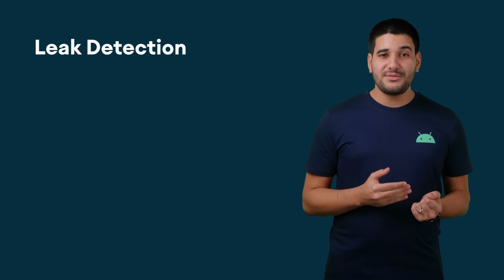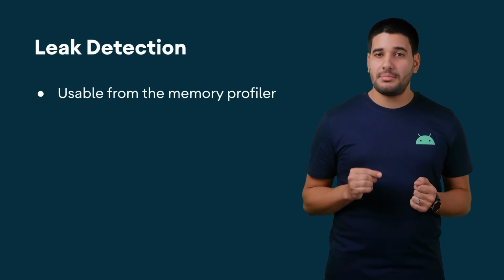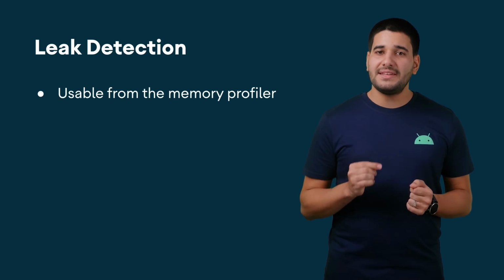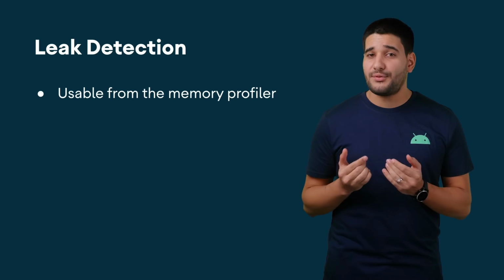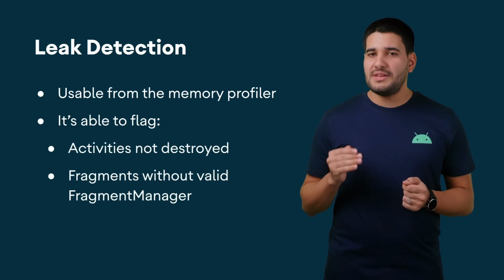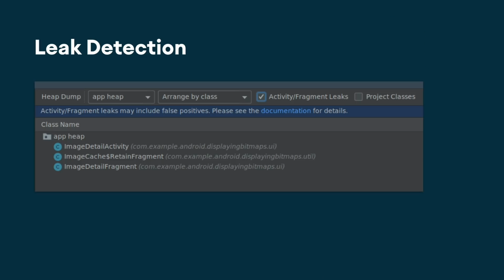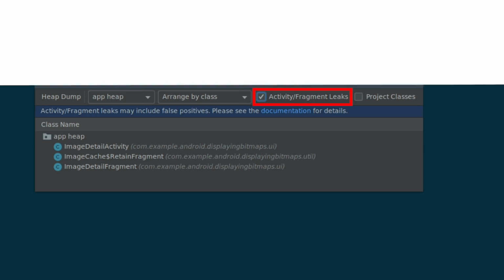Being conscious of memory usage is a priority for any developer. Due to popular request from developers, the leak detection feature is now back in the memory profiler. When analyzing a heap dump in the memory profiler, you can now filter profiling data that Android Studio thinks might indicate memory leaks for activity and fragment instances in your application. It's able to flag activity and fragment instances that have been destroyed or don't have a valid fragment manager but are still being referenced. To use this feature, first capture a heap dump or import a heap dump file into Android Studio. Then, to display the fragments and activities that may be leaking memory, select the Activity/Fragment Leaks checkbox in the heap dump pane of the memory profiler.